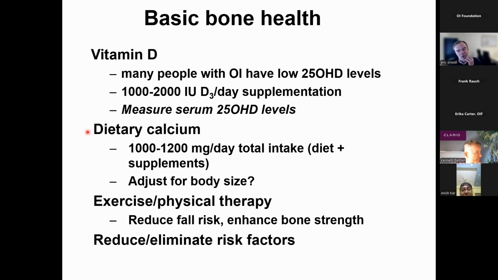Dietary calcium is also important. Usual recommendations for adults with bone health issues is 1,000 to 1,200 milligrams a day of total calcium intake. That means diet plus any supplements. What we don't know is whether it's appropriate to adjust for body size. Some people with OI have smaller body sizes than the usual adult population, and it may be appropriate to reduce this 1,000 to 1,200 milligrams if body size is considerably lower.